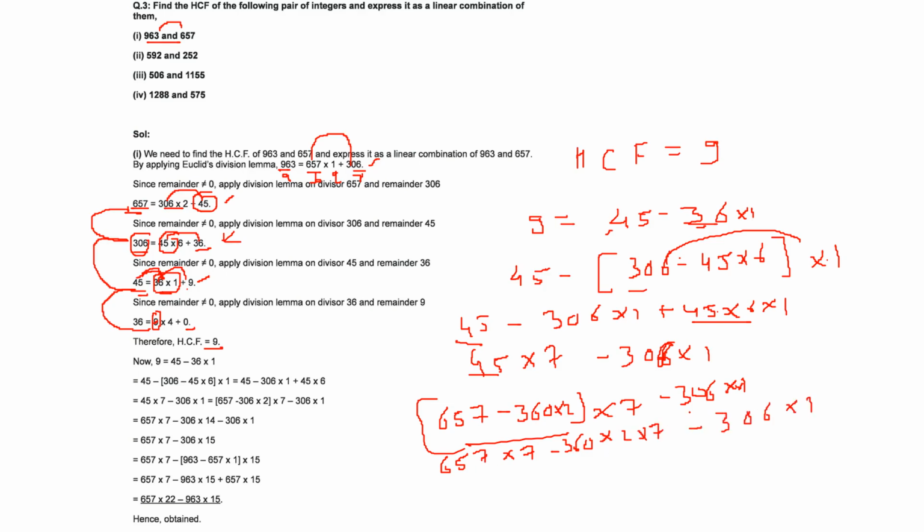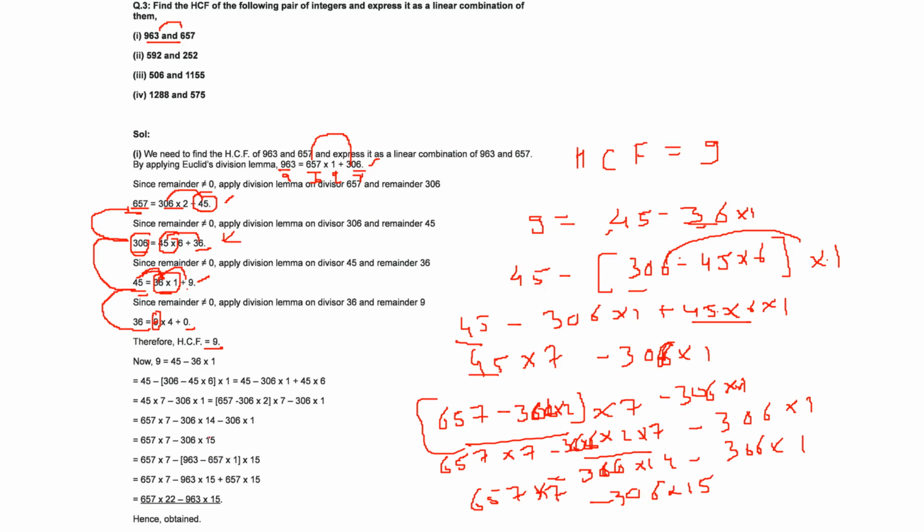So this is 306 into 2 into 7, which is 14. So this is minus 306 into 14, minus 306 into 1. So this becomes 14 and 1, because both are minus, we'll just add them. 306 into 15. Here we have 657 into 7. Right? Because of the lack of space, I'll just explain here.